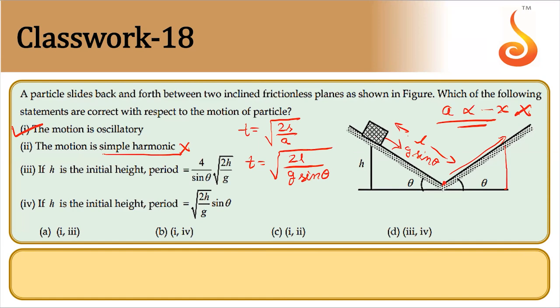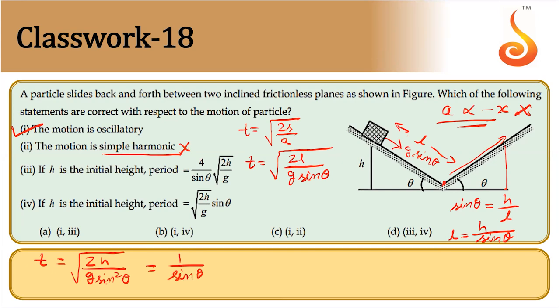Now what is L? If I take sine theta from the diagram, it should be h divided by L. So L is equal to h by sine theta. So what happens to t? T is the time taken to slide down. So t should be equal to root of 2 into, in the place of L, substitute this, h divided by g sine square theta. That is 1 by sine theta into root of 2h by g.